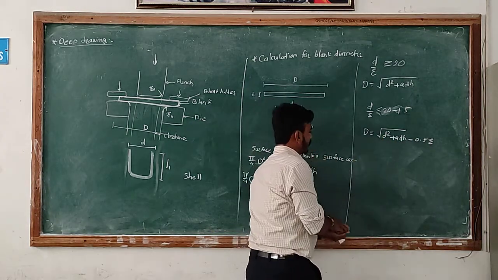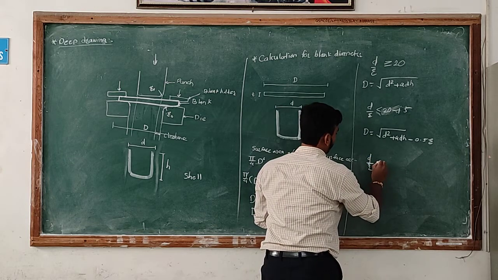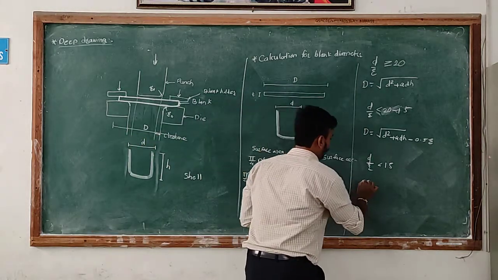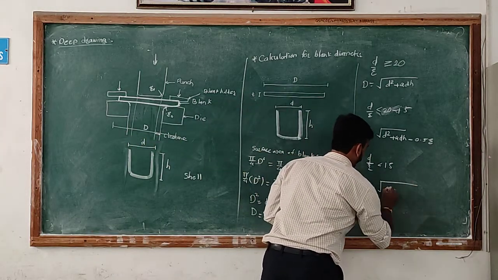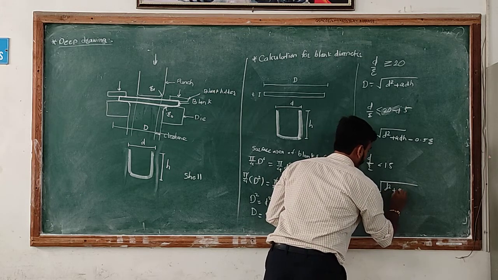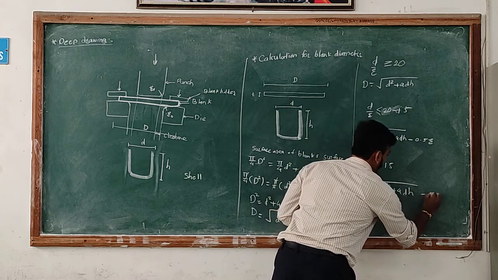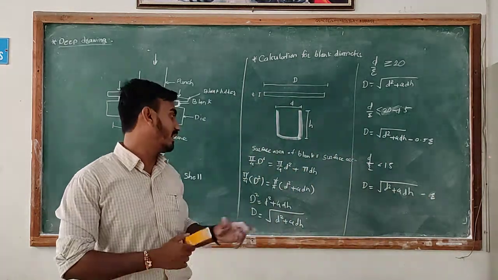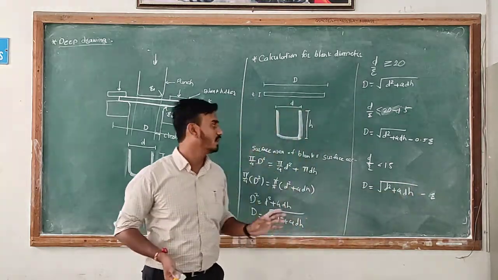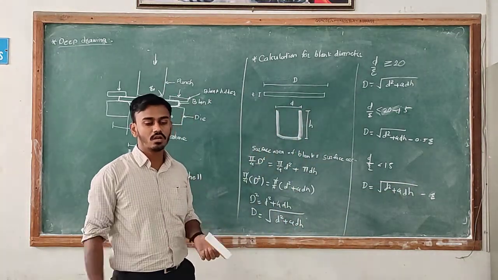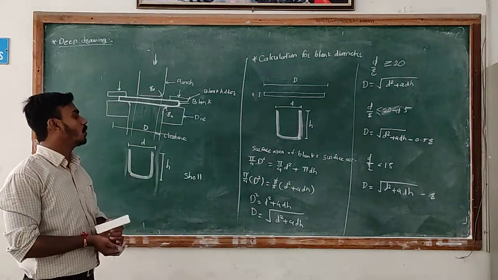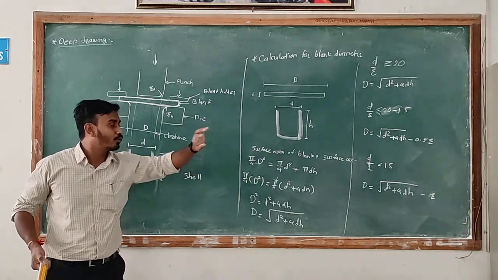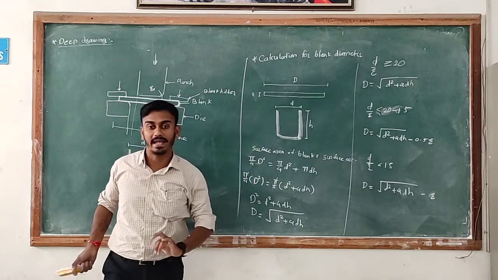Now if this D by R is less than 50, then we have a formula that D is equal to square root of d square plus 4dh, minus R. This is the formula, and here remember that this R is also outside the square root. So these are the calculations to calculate the diameter of the blank.